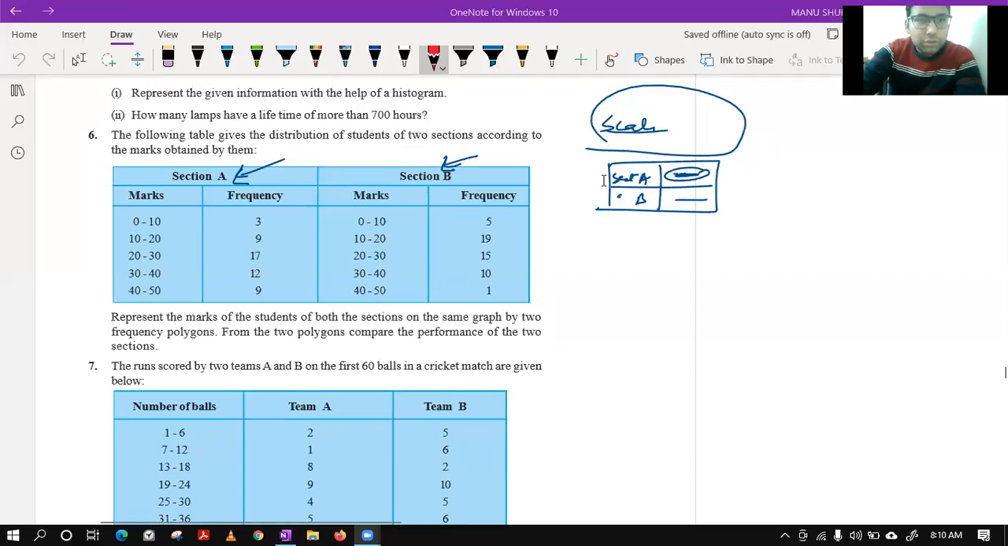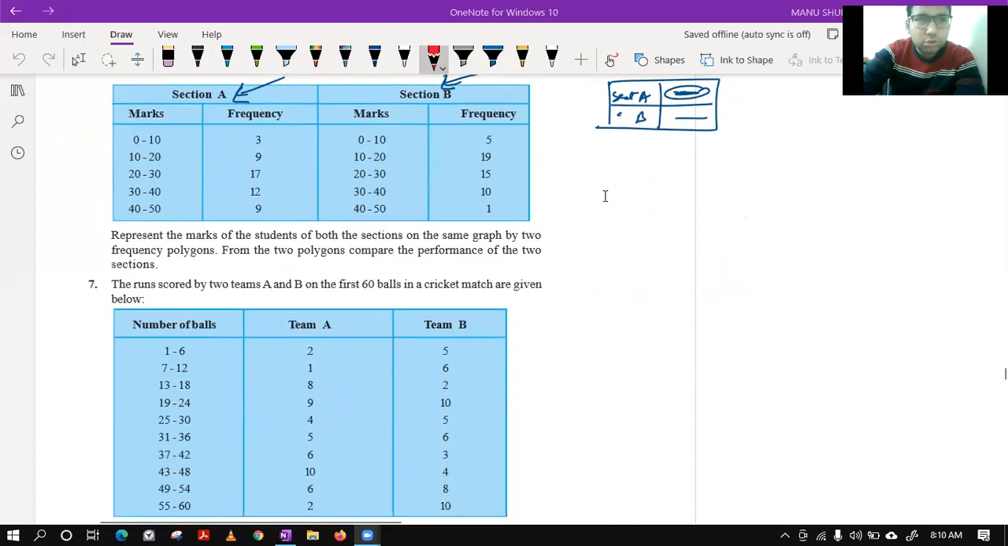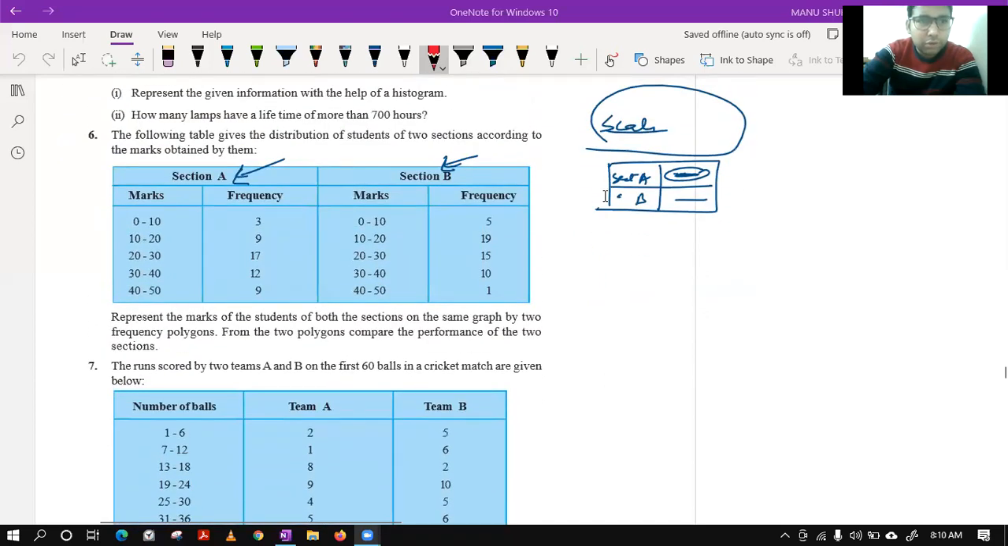Good morning, everyone. In the last class, we have seen the first five questions of this exercise based on histogram and bar graph. Now we'll see some questions on frequency polygon also. Now let's see this question.